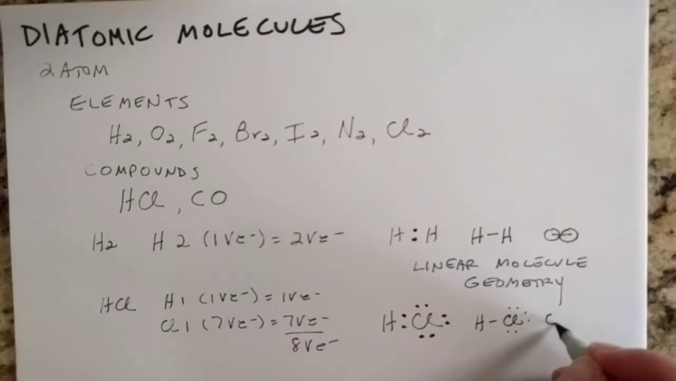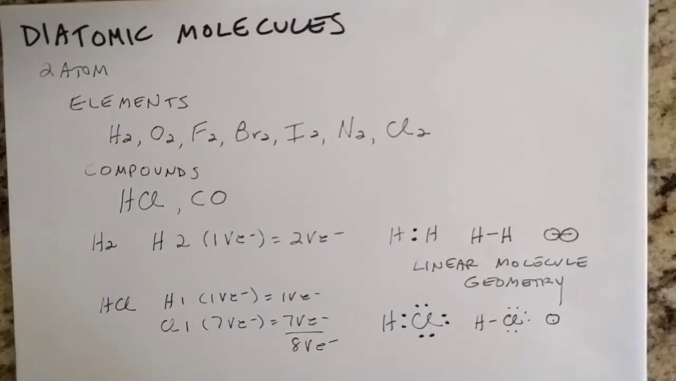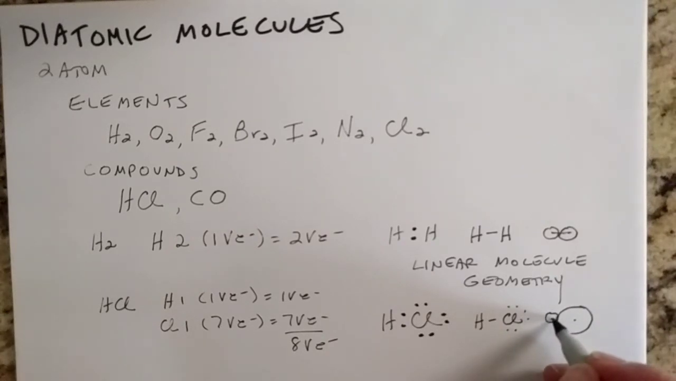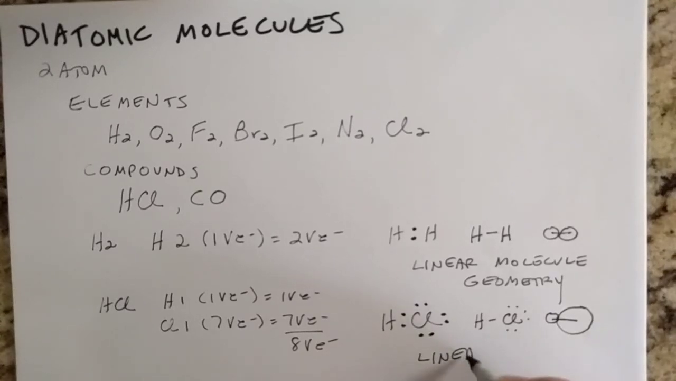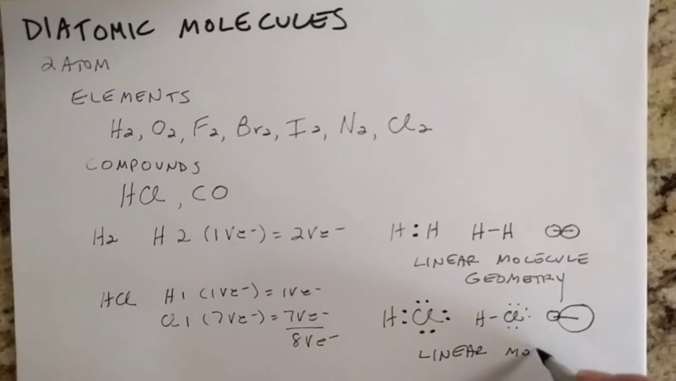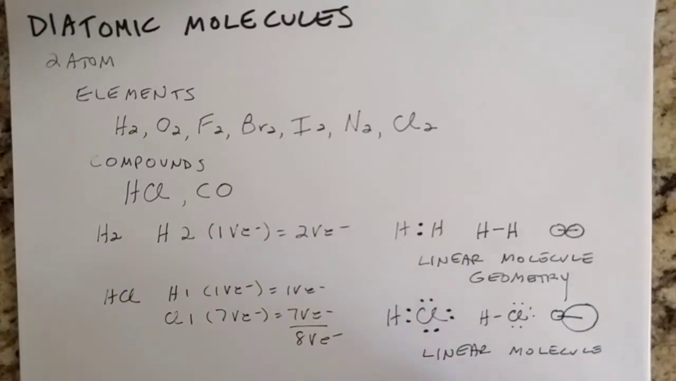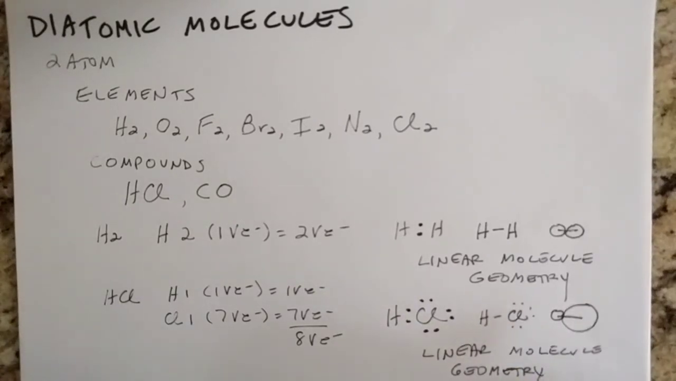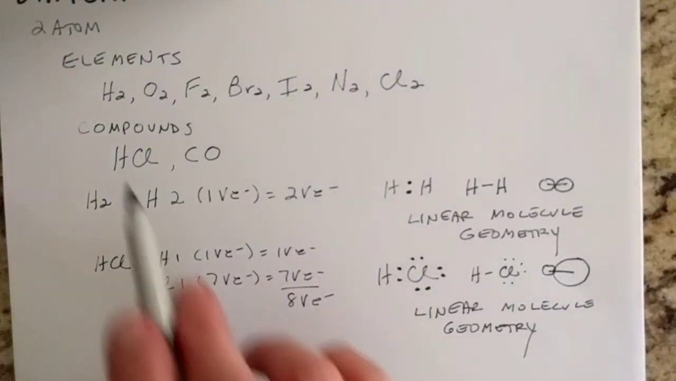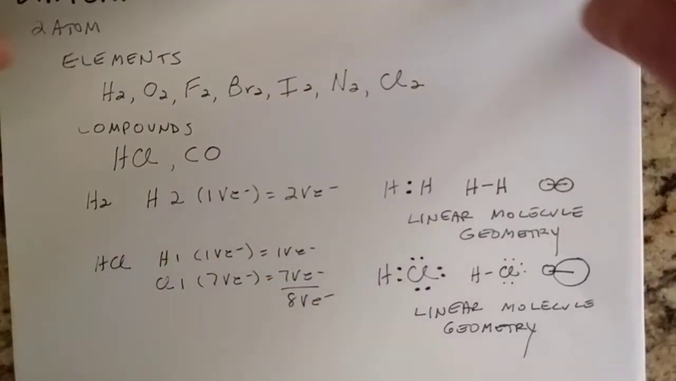And if we draw that, we have our hydrogen atom with its nucleus. And then the chlorine atom is a lot bigger. Chlorine's valence electrons are in the 3rd main energy level. So we have a bigger atom. But still, when we connect one nucleus to the other nucleus, we get a straight line. We also have a linear molecule geometry. And this is true for any diatomic molecule, whether it's an element or a compound.